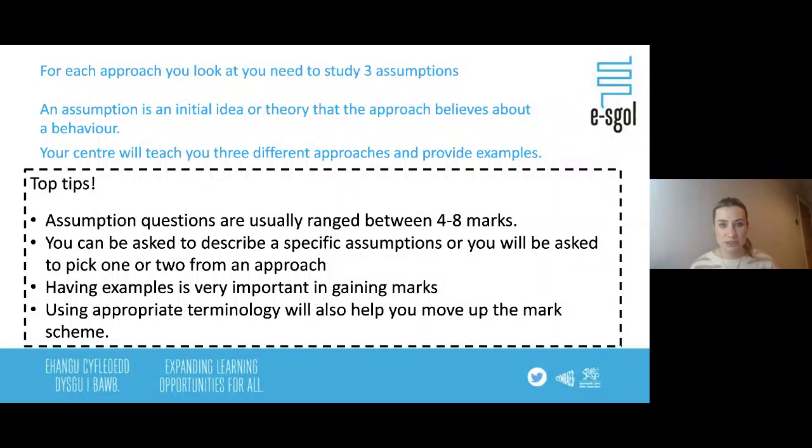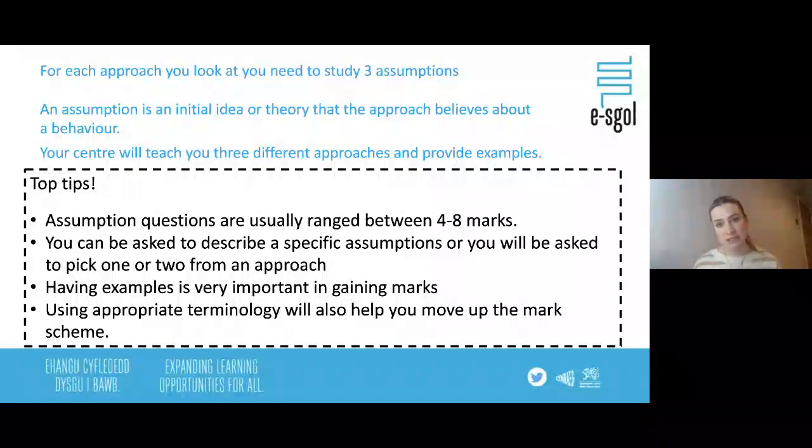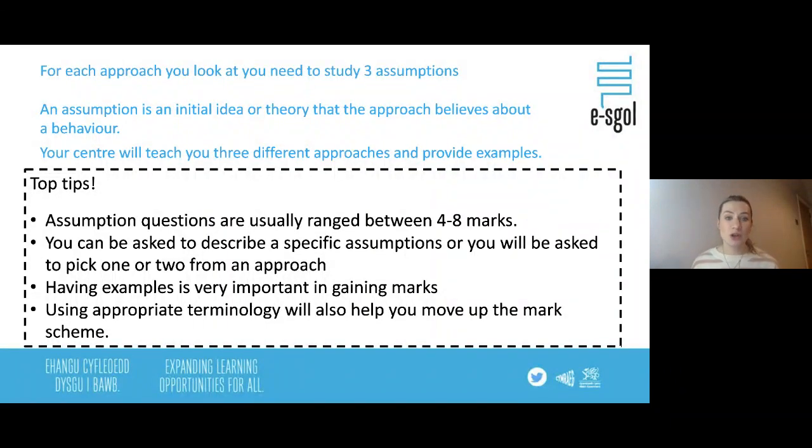So, starting off with the assumptions. Each approach, and remember there are 5 different approaches to psychology that you need to know about. So you have the biological approach, the psychodynamic approach, cognitive approach, behaviourist approach, and the positive approach. And you need to be able to write about 3 assumptions of those approaches. So overall, that is a lot of assumptions that you will need to revise and get your head around.